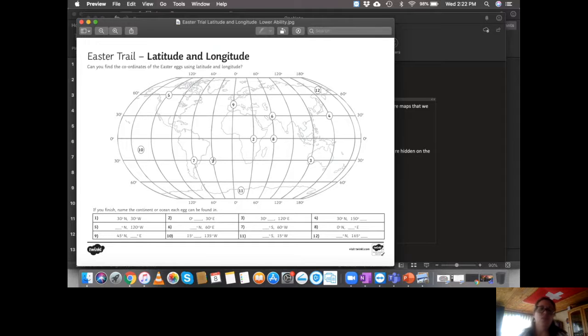You always do the north and south one first. So north and south, it's 30 degrees south, because remember, below here is south, and this is north. On this side, this is east, and this is west, and then you've got 30 degrees west, which is over here. If you are confused about how to do this, I can explain it again on Friday, but I would like you to try this worksheet. It's finding Easter eggs. Those are what the round things are.